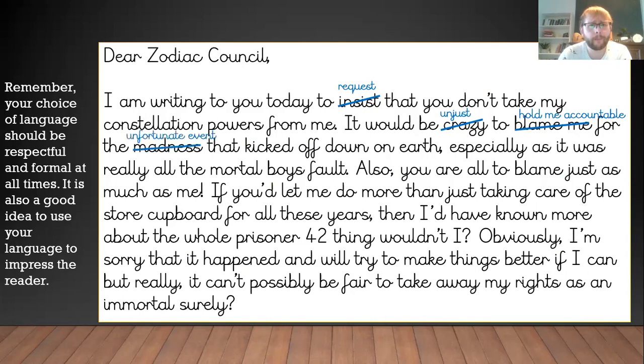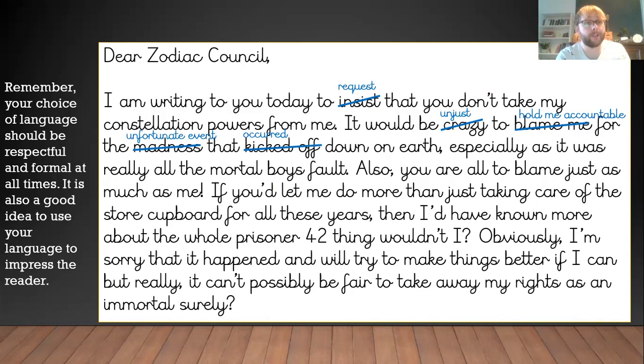"For the unfortunate event that occurred down on Earth, especially as it was really all that mortal boy's fault." I don't like that bit either. We could change that bit too. I'm not going through the whole thing though. This was just to give you an idea of what your editing should look like.